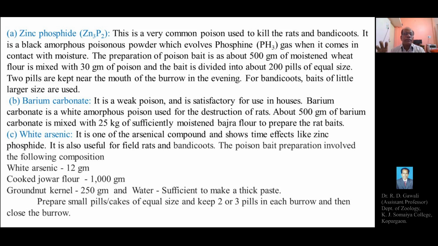that is 12 gram of the white arsenic powder, cooked jawar flour 1000 gram, then groundnut kernel 250 gram, and sufficient water to make a thick paste. Then prepare small pills or cakes of equal size and keep 2 or 3 pills in each burrow and then close the burrow. So this is the third type of chemical control measure.